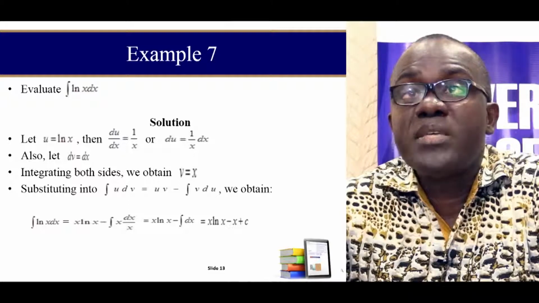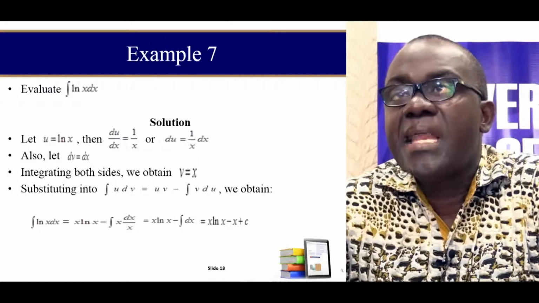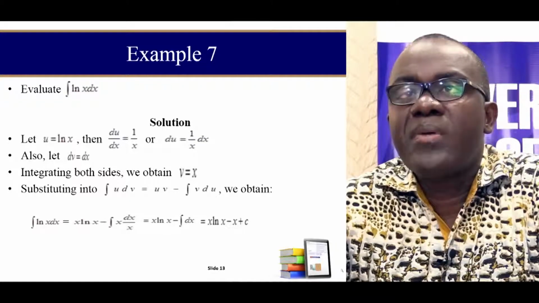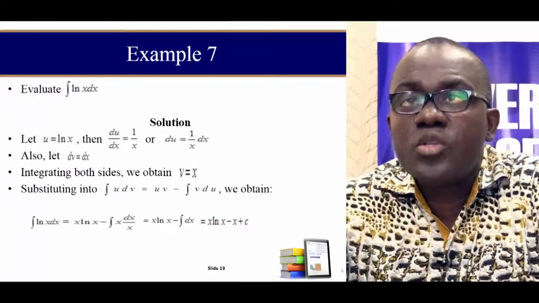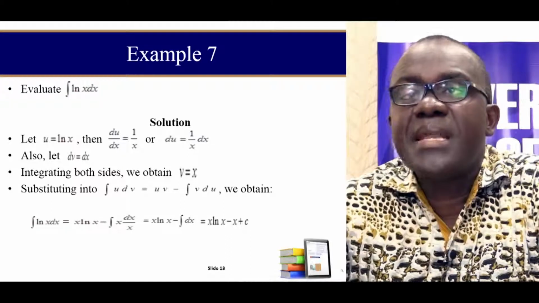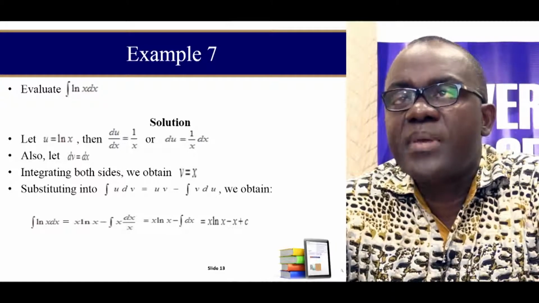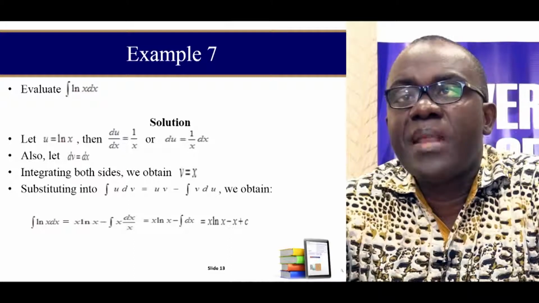So we have this substitution, u is equal to that. When you take the differential, we get this, and our du is equal to what we have over here. Now from here, also when you allow this du to be equal to what we have over here, if we integrate both sides, we get this. And when we substitute all this into our formula, this is our formula.